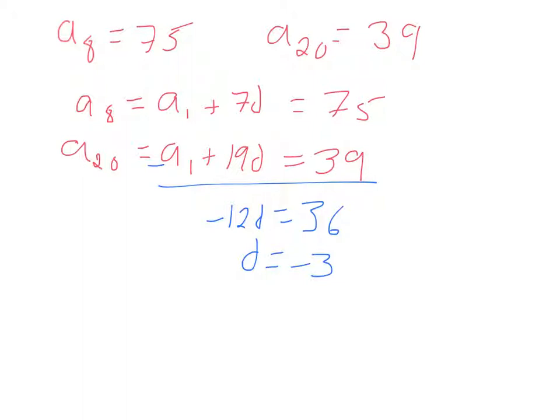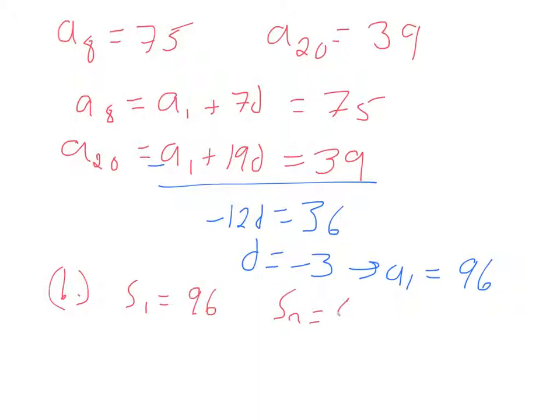That means for a sub 1, if we plug d equals negative 3 back into either of the original equations, we get negative 21. We add 21 to 75, and we get 96. So a sub 1 is 96, and d is equal to negative 3. That makes it really easy to write a recursive formula. Usually we use s with recursive formulas. So s sub 1 is equal to 96, and s sub n is equal to s sub n minus 1 minus 3. Subtract 3 from each term to get the new term.